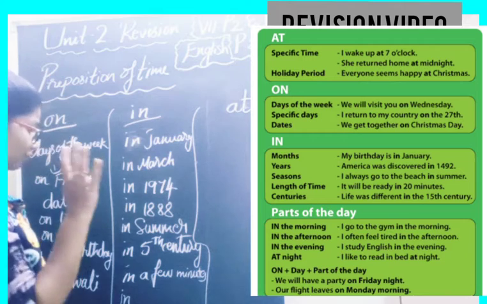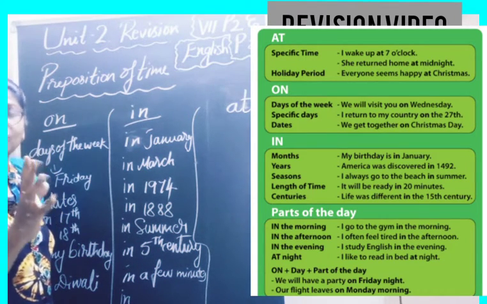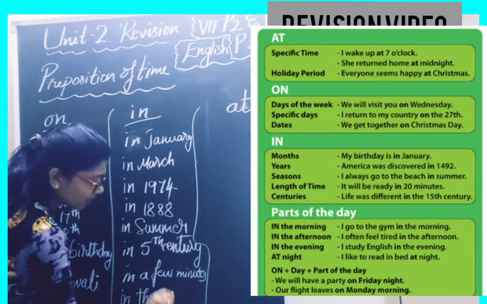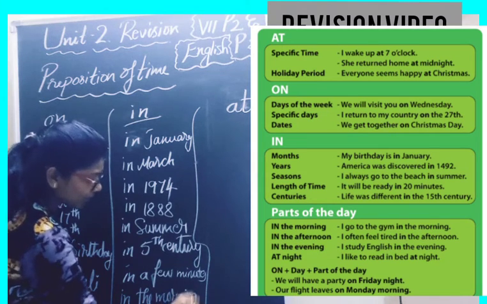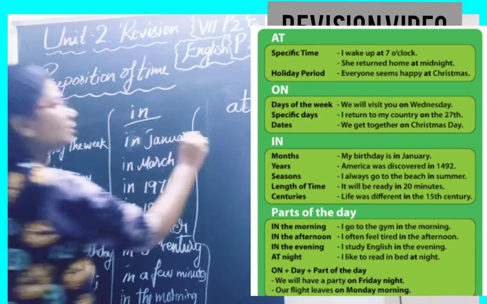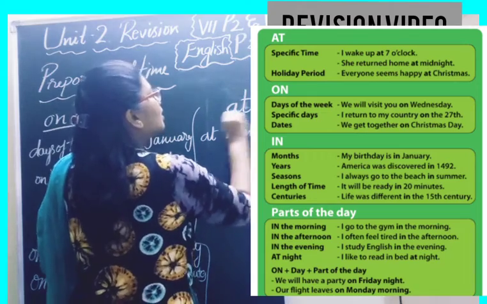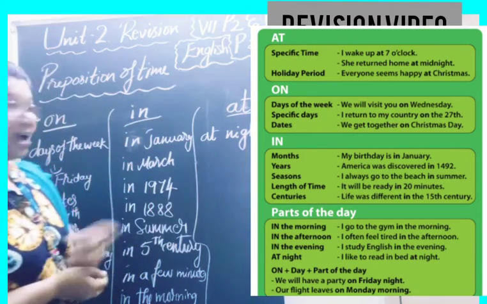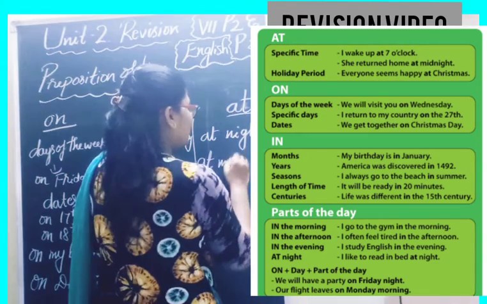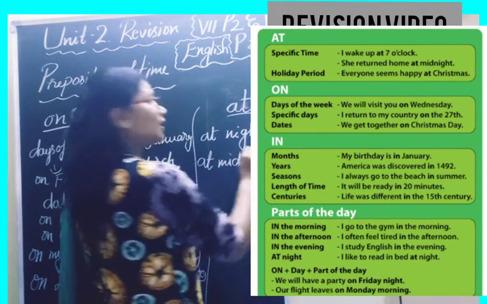If you are expressing part of a day, before that part of a day you should use the preposition in. In the morning, not on the morning. In the morning, in the evening, in the afternoon. Got it? In. But at night. At night, at midnight. Are you understanding? Okay? At night. At midnight. At midnight. But you cannot say at evening. At night. Are you following me?